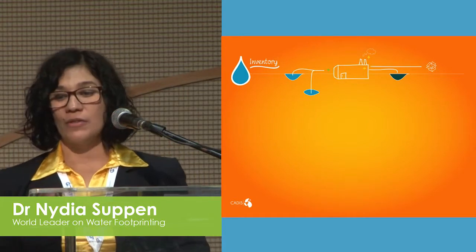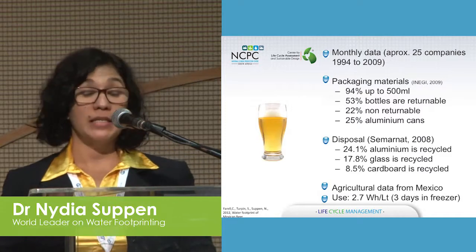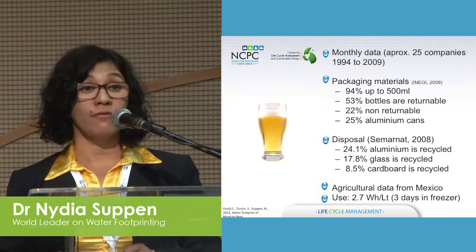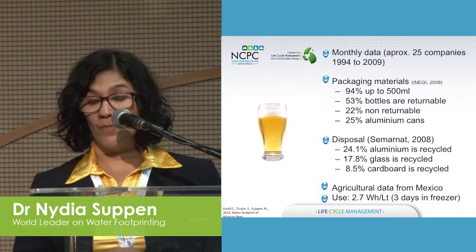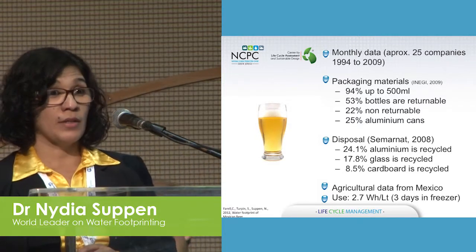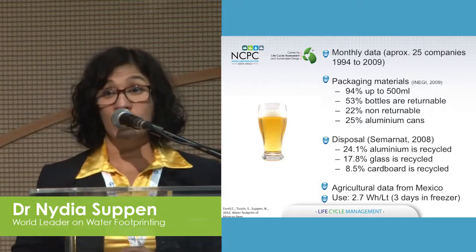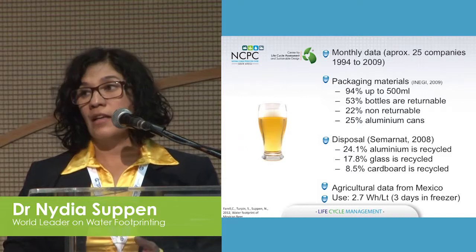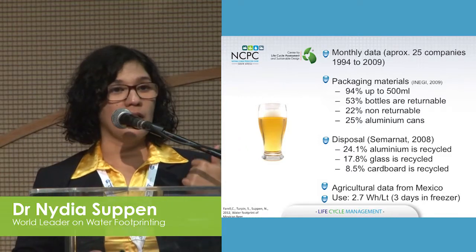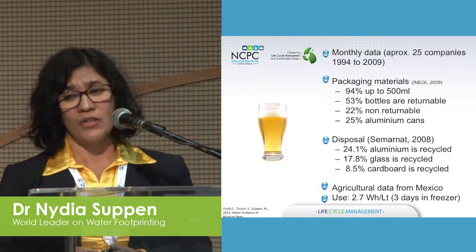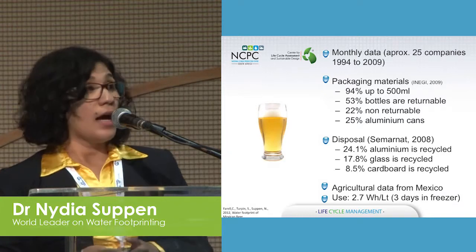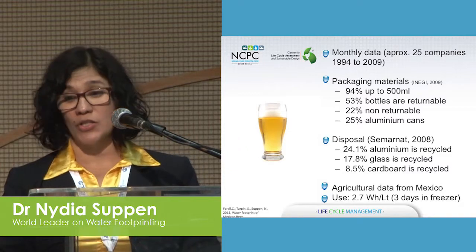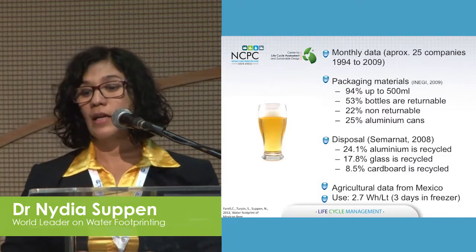So what we did was, of course, ask the companies in Mexico to do this water balance. We had 25 companies participating in this study. We got data from 1994 to 2009, which is important because all the agricultural information has variations according to the monthly conditions for different crops. We included, as I said, this is life cycle, so we have all the supply chain. We included the packaging materials.